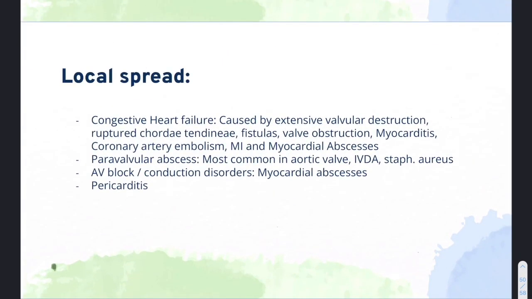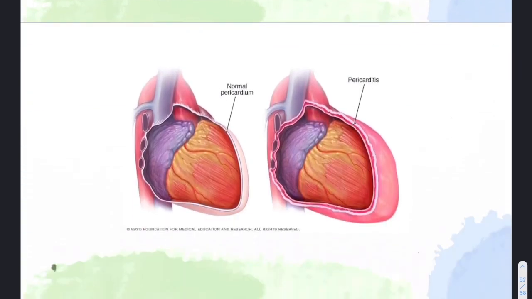There might be a paravalvular abscess, which is most common in the aortic valve, IV drug users, and Staph aureus infection. AV block or conduction disorder because of myocardial abscess, or pericarditis. So the pericardium is a layer covering the heart. If the infection goes to the pericardium, it will lead to pericarditis, causing inflammation.